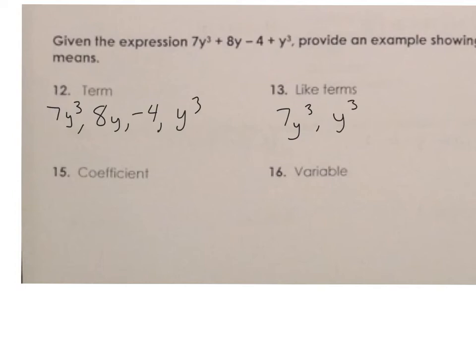The coefficient is what comes before the variable. So we have a coefficient of 7. We also have a coefficient of 8. And we also have a coefficient of 1, because there's an imaginary little 1 there that goes in front of that variable. The variables that we have here are just y.